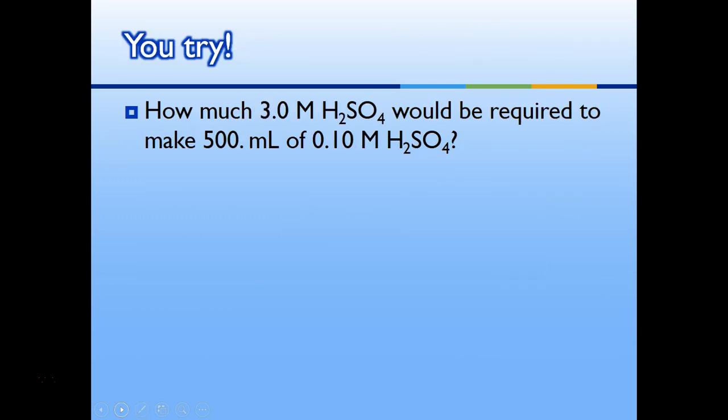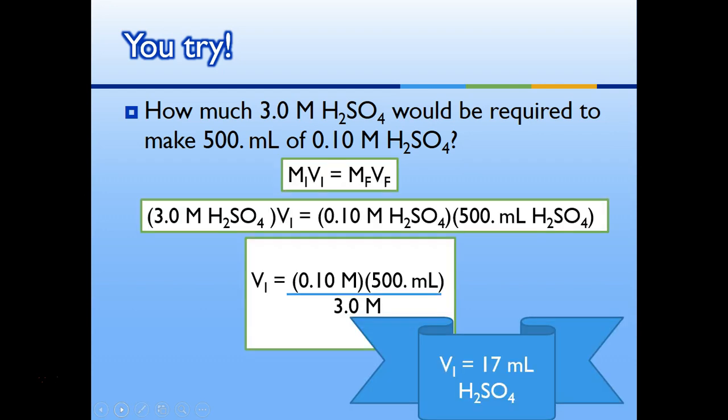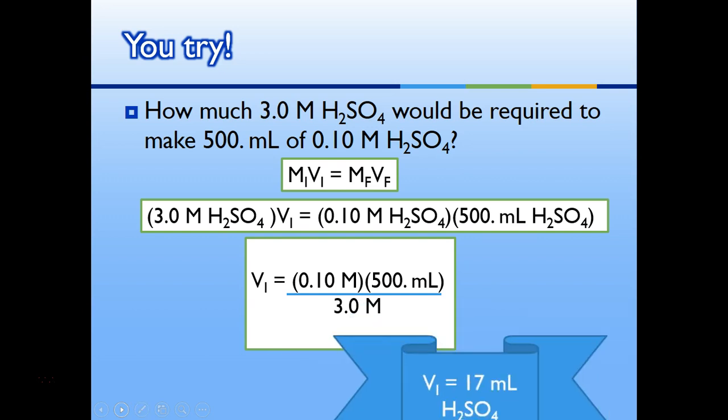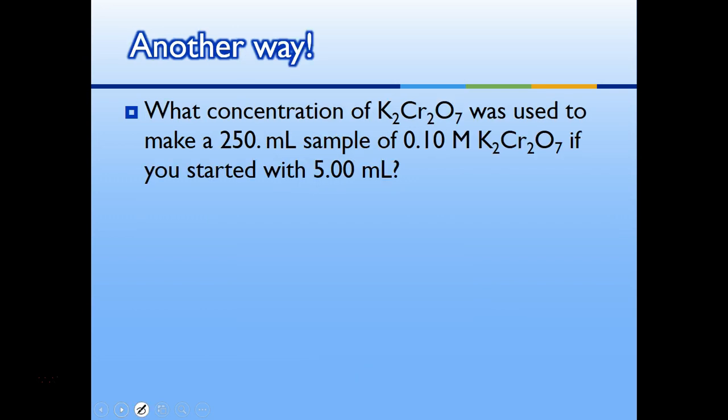On this example, I want you to try it on your own first, so pause the video here so you can check to see if you understand how to do it. Figure out how much 3 molar sulfuric acid would be required to make 500 milliliters of 0.10 molar sulfuric acid. So you're diluting it down. Go ahead and pause it and see if you can come up with the answer. Okay, so hopefully when you worked through, this is what you approached. It was the exact same type of problem as before, and hopefully you found out it was 17 milliliters of sulfuric acid. Yay!